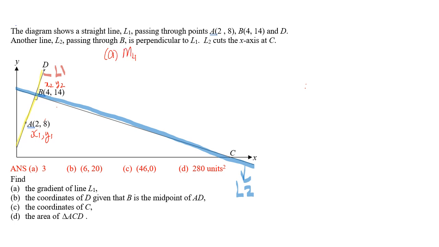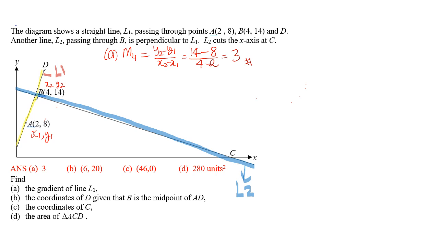You can actually use the symbol lowercase m to represent gradient. So the formula would be y2 minus y1 over x2 minus x1. So that will give you 14 minus away 8 over 4 minus 2. All right, so that will give you, my God, 3. Yeah. Okay, so that's correct, 3. So the gradient of L1 is 3.